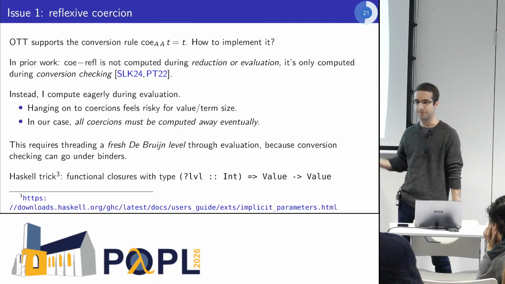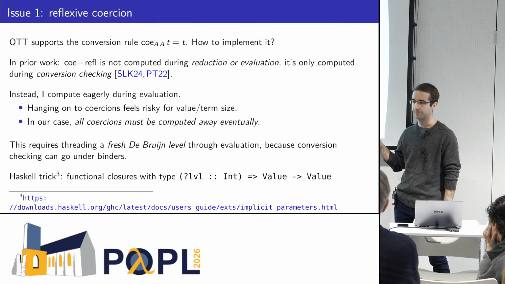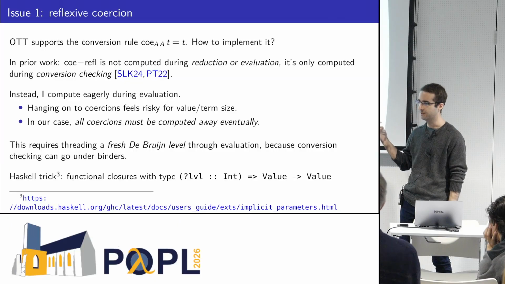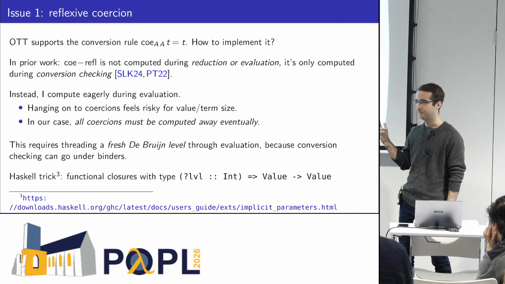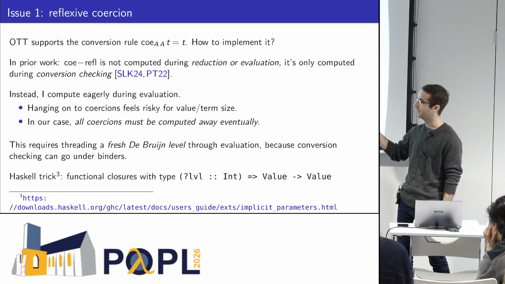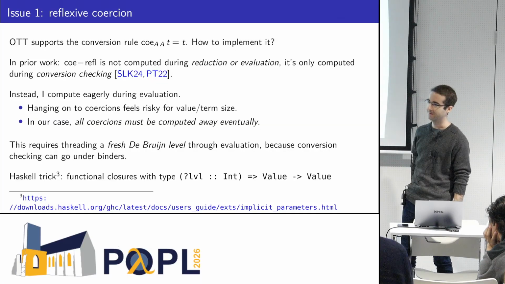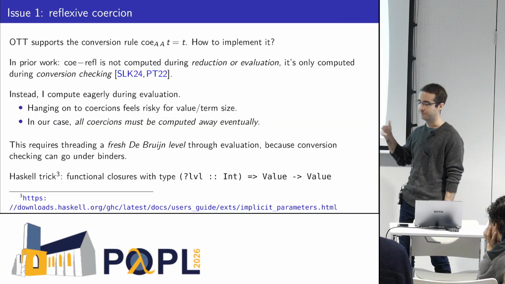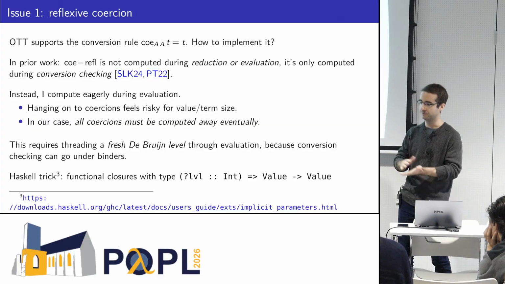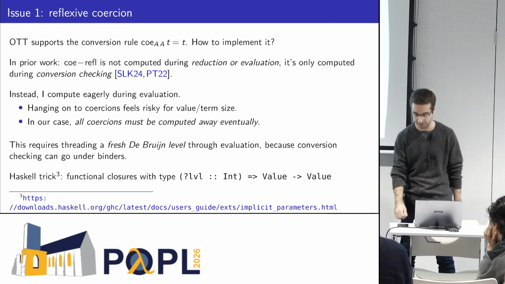But that requires some modification to the implementation compared to prior works, because already when you are doing evaluation of something, we might depend on conversion checking to detect that some coercion is reflexive, which means that we have to thread some kind of fresh de Bruijn level through the implementation to be able to do a mutual conversion and reduction.